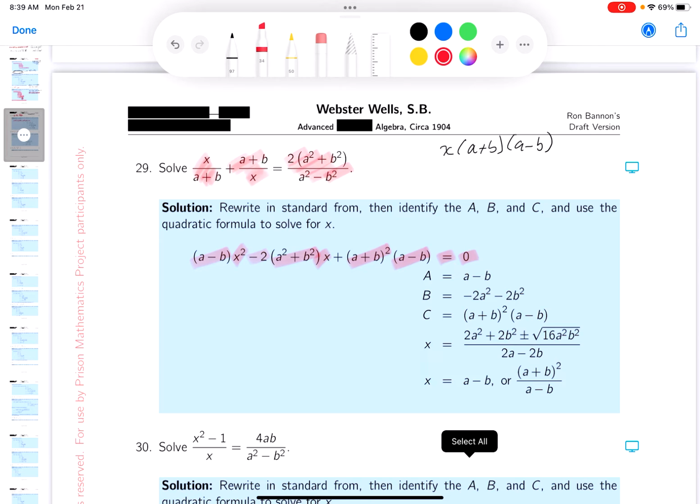Now, the next thing to do is look at it. Were they able to identify the big A? Well, that's the coefficient on the squared term, right there. Were they able to identify the coefficient on the x, which is going to be the big B? What they did there, they multiplied it out. They got minus 2a squared minus 2b squared. I see that. And were they able to identify the constant? That's the constant over there.